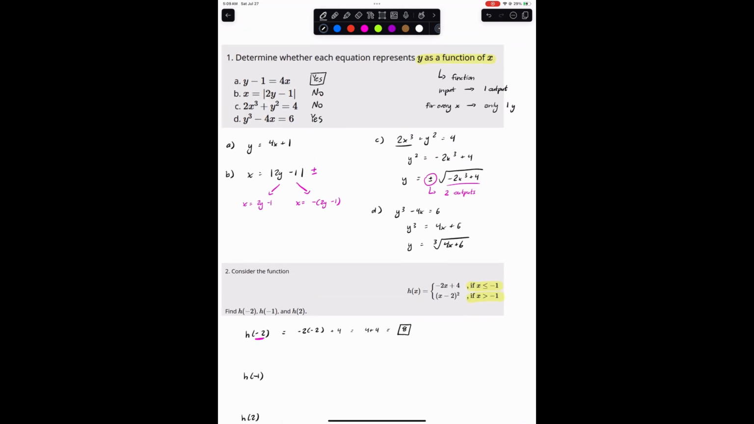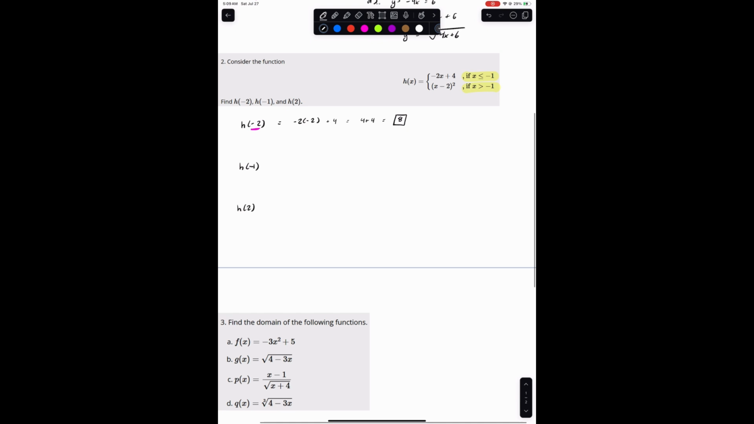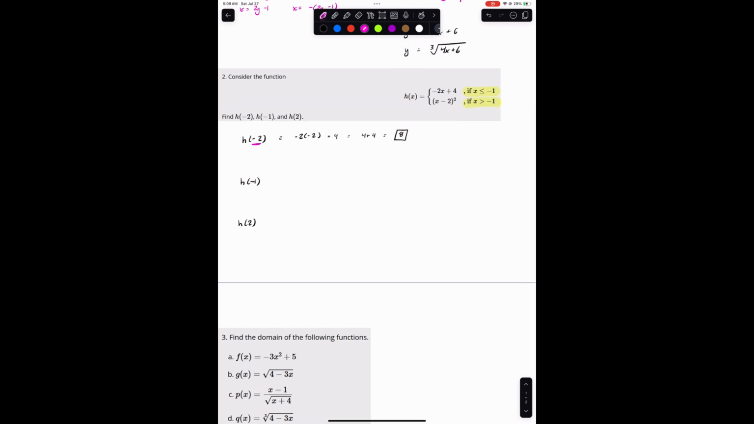Let me box my answers real quick for number 1. Okay, so for h of negative 1, again we look at our x value and see which expression we use. Negative 1 is still less than or equal to negative 1, so we will keep using that one. So negative 2 times negative 1 plus 4 equals 2 plus 4 equals 6.